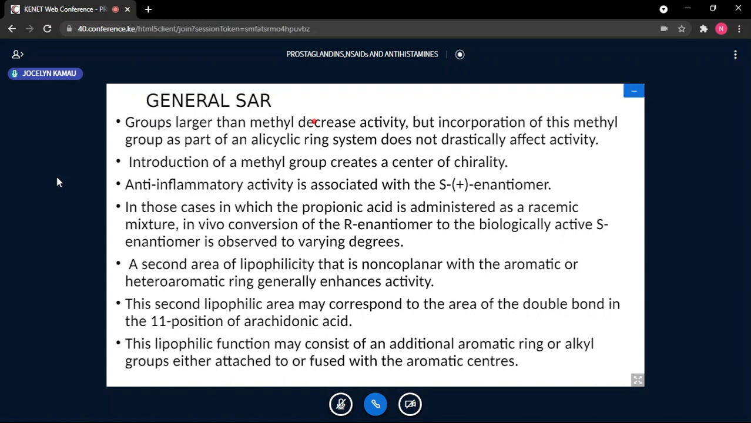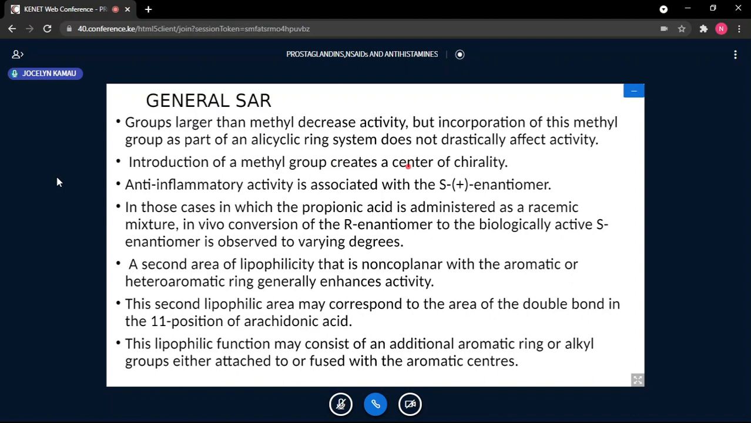ketorolac, etodolac, you find that in those drugs, the group is larger. Actually, if you look at them, most of them will have a CH2 group. The group that is there is larger than the methyl group. But once it is included in a cyclic ring, again, it does not seem to alter the activity drastically.